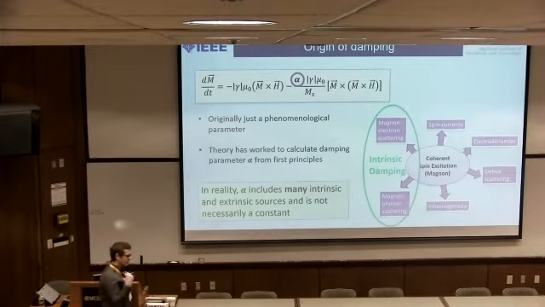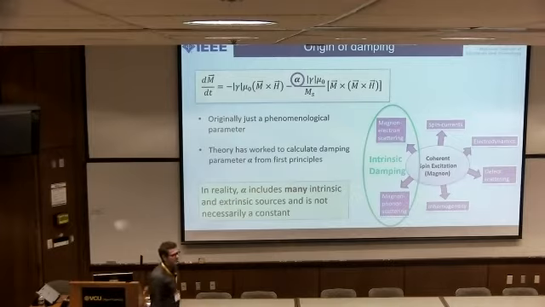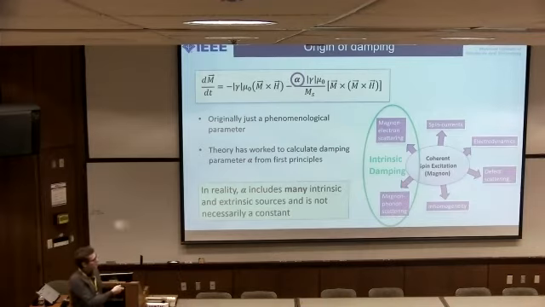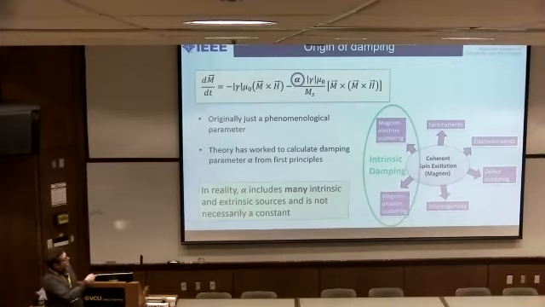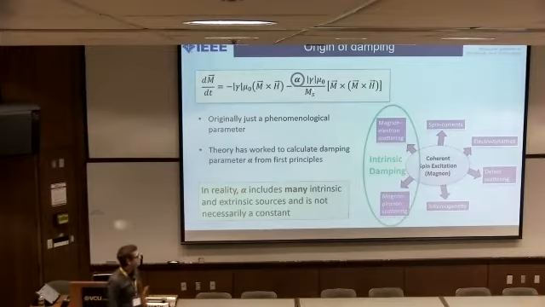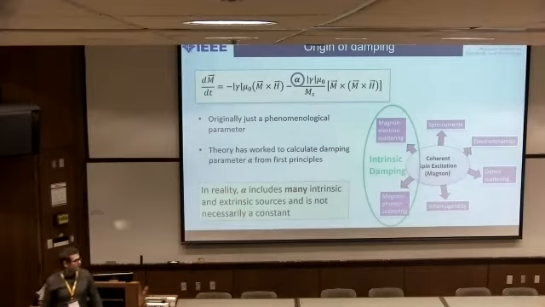However, there's also a whole series of what we call extrinsic damping processes. Spin current generation, for example, those spin pumping processes that we talked about, electrodynamic considerations, defect scattering, and inhomogeneity in our sample can all lead to extrinsic sources of damping. And so what started off as this simple phenomenological addition to the Landau-Lifshitz equation turns out to be a very complicated series of phenomena.